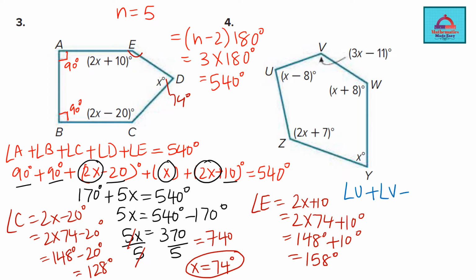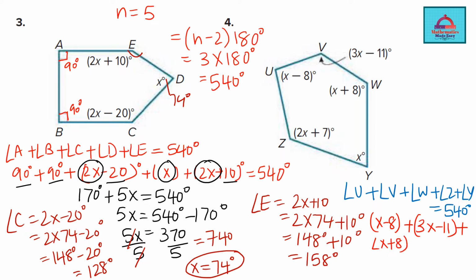Angle U plus V plus W plus Z plus Y, all of this is 540. So you can just plug in the values here. So U is x minus 8 plus V is 3x minus 11 plus W is x plus 8, then x plus 2x plus 7. So all of this is equal to 540. Simplify it in a similar way, you will get your x and you will get all the angles of the pentagon.